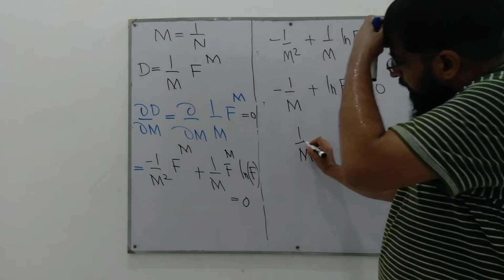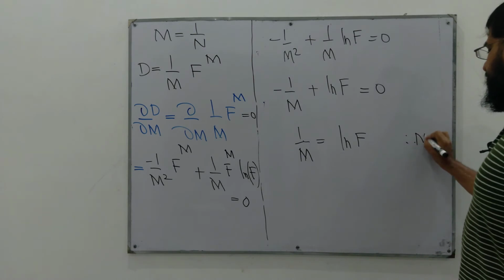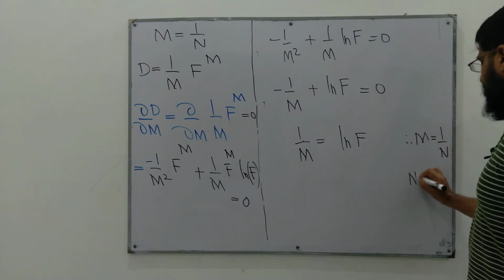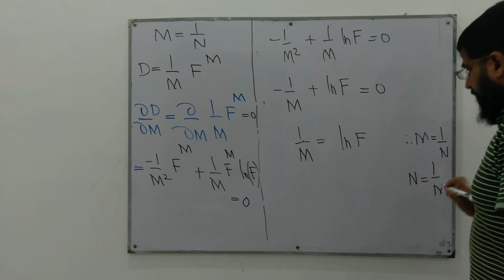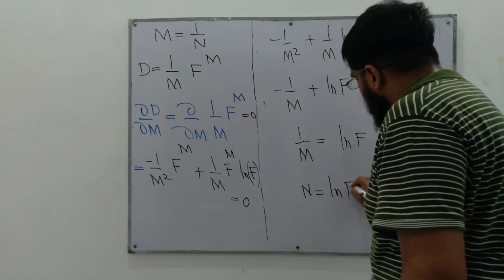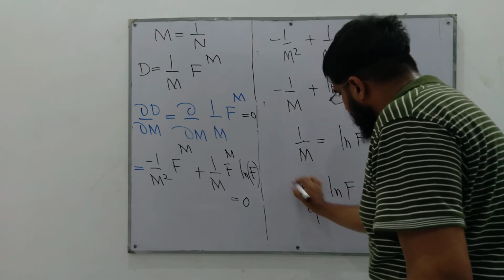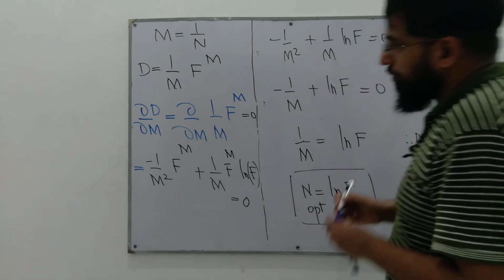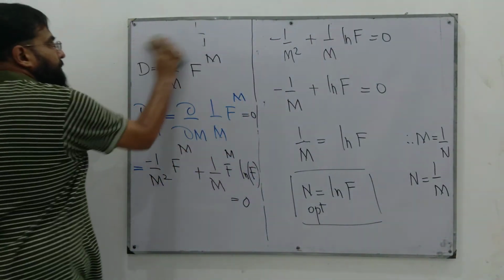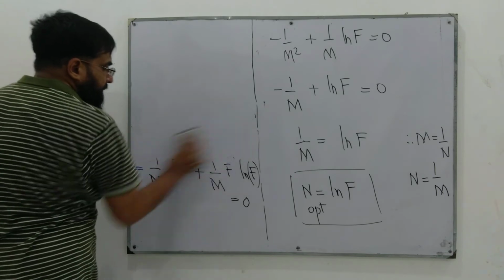Since m was assumed equal to 1 over n, this means n is 1 over m. So 1 over m is n. So n optimum is log of F. This is how we can find the value of n optimum analytically.